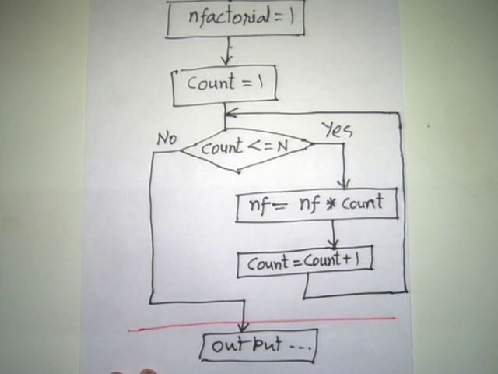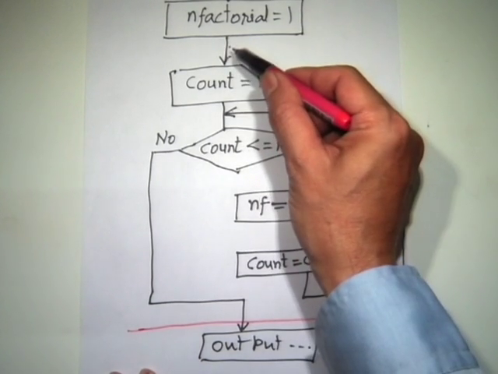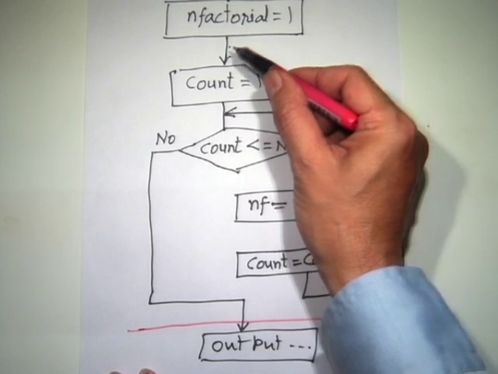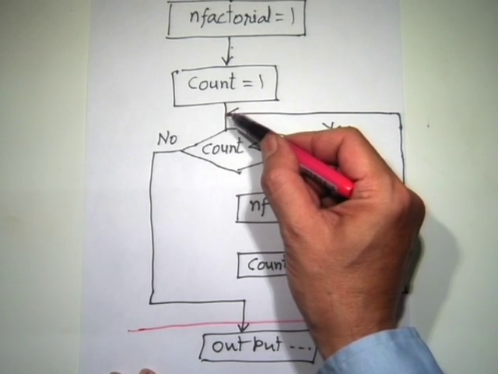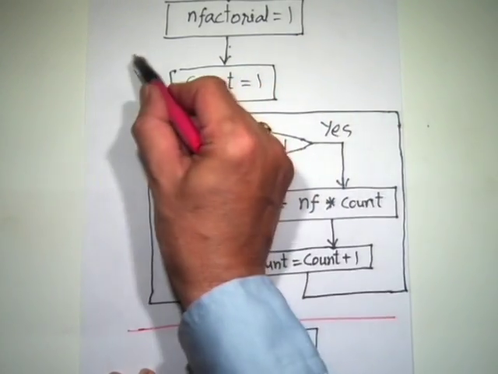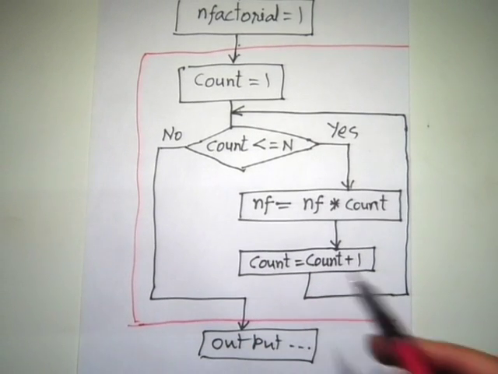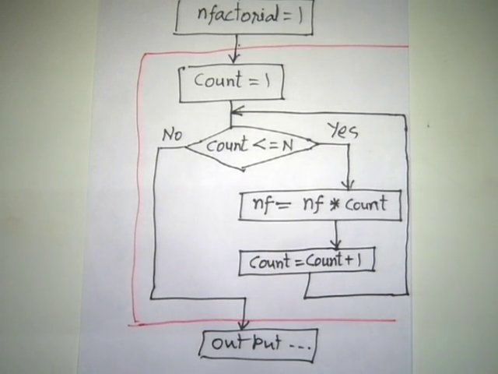Where does the repetition part start? Does it start here or does it start here? The repetition part starts here, but the repetition instruction starts here. So as far as Dumbo is concerned, this whole thing is one block. This is the block which constitutes an instruction to Mr. Dumbo to repeat.